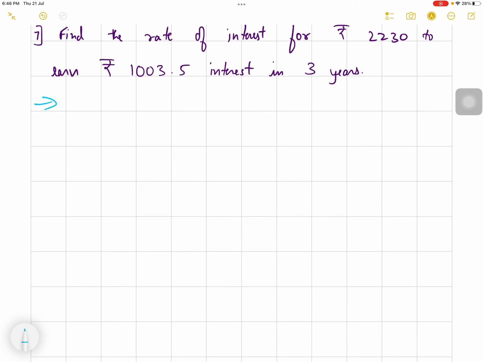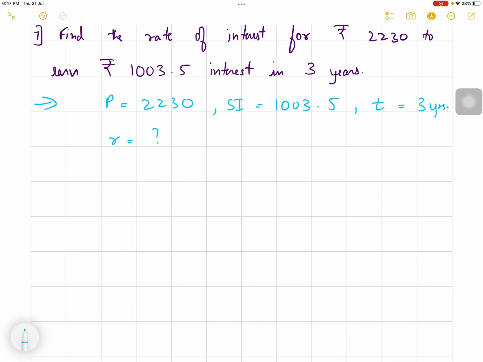So, find the rate of interest for rupees 2230. So P is equal to 2230 to earn 1003.5. So that means simple interest is 1003.5. The term is given as 3 years and you are supposed to find R.